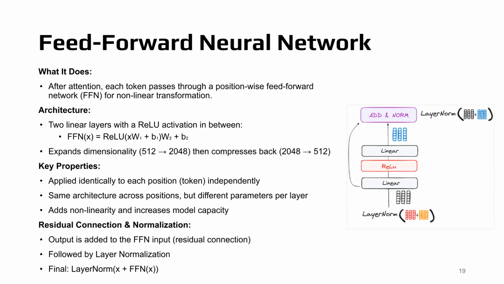After attention, each position passes through a feed-forward network. It's a simple 2-layer network with a ReLU activation. Expand to 2048 dimensions, then compress back to 512. The key insight is that this network is applied identically to each position. There's no information sharing between positions here. That's the attention layer's job. The FFN adds nonlinearity and increases the model's capacity to learn complex patterns.